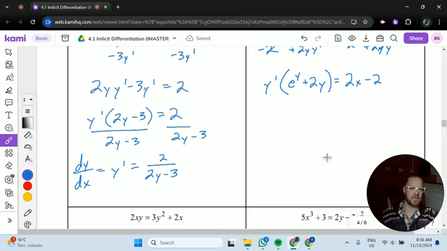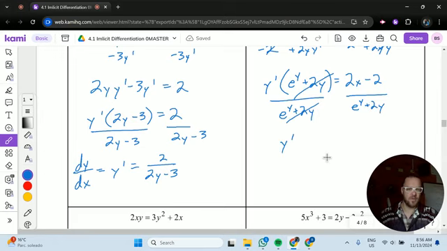And I'm sure you can see where this is going now. What I need to do is divide both sides by whatever is multiplying the y prime. And so we can see that y prime is going to be 2x minus 2 over e to the y plus 2y. Awesome.